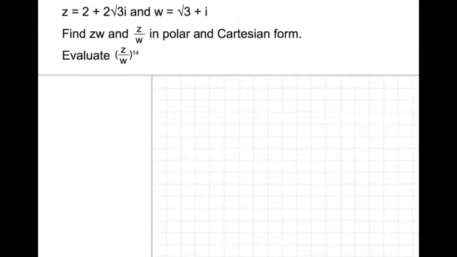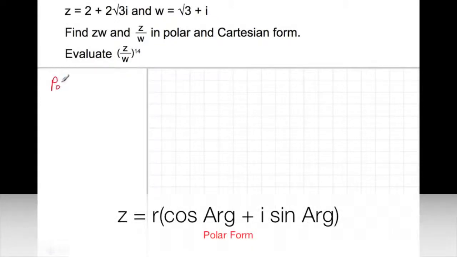Okay, if z is equal to 2 plus 2 root 3i, and w is root 3 plus i, we want to find zw and z divided by w in polar and Cartesian form. Firstly, this requires us to change each of these Cartesian form complex numbers, z and w, into polar form.